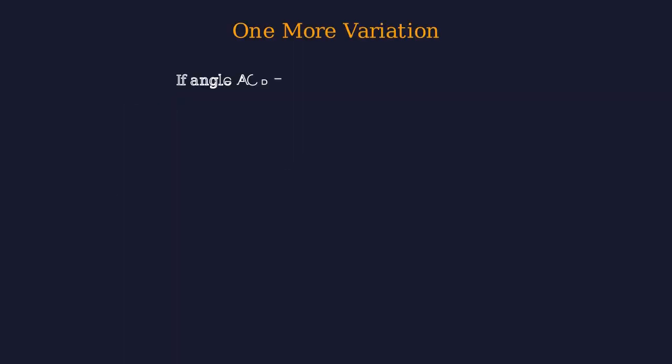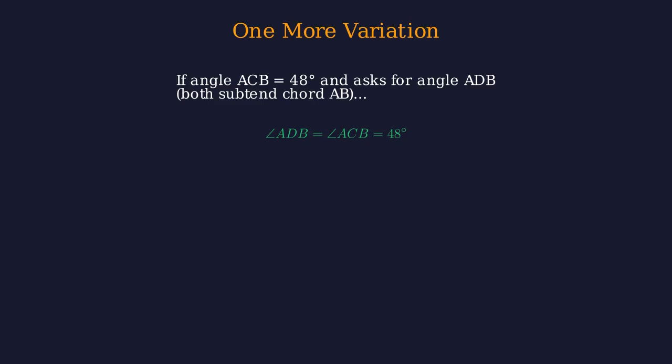One more short variation. If instead you were told angle ACB is 48 and asked for angle ADB where both subtend chord AB, write ADB equals ACB equals 48 degrees. Angle in same segment. Simple sentence, immediate mark. Same method, different numbers.